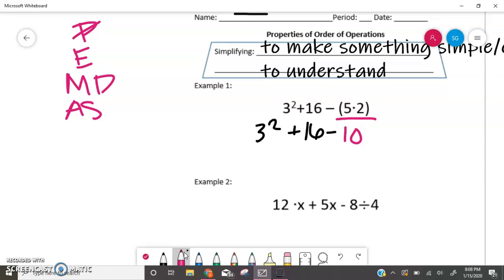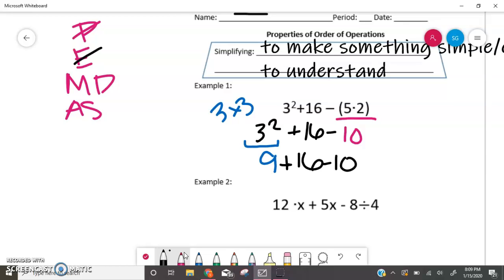There aren't any more. And the next step is exponents. And there are some exponents. And that is right here with 3 squared. What does 3 squared mean? If you said 3 squared means 3 times 3, you are absolutely correct. I'm multiplying that number by itself. And then I'm going to make sure that I get everything else down so that I don't miss a step. And there isn't any more exponents, so I can go ahead and move on.